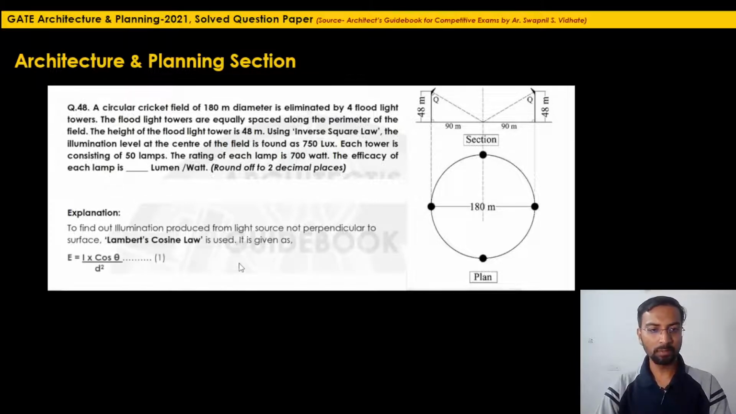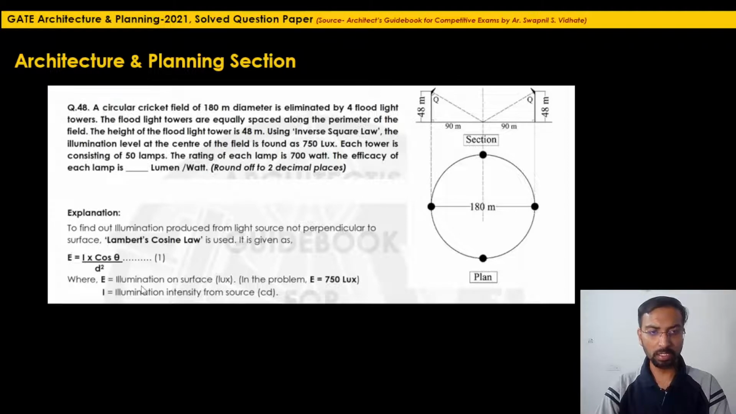So what is the law? E equals I into cos theta divided by d square. Now what is E? E is the illumination on the surface, which is in lux. In the problem they have mentioned that the value found at the center of the field was 750 lux. So here E is 750 lux. I is the luminous intensity of the source, which is in candela.